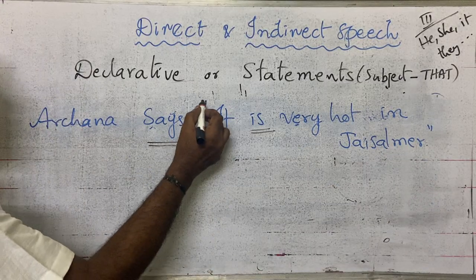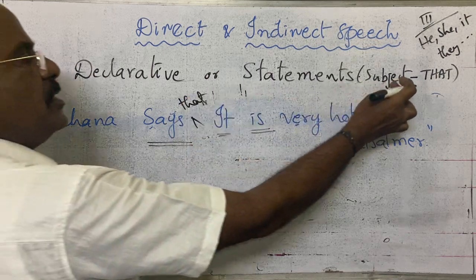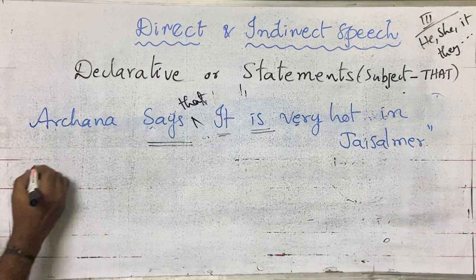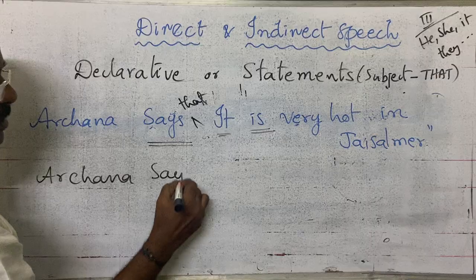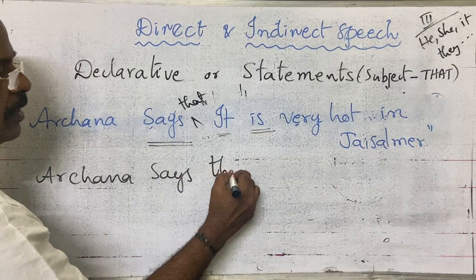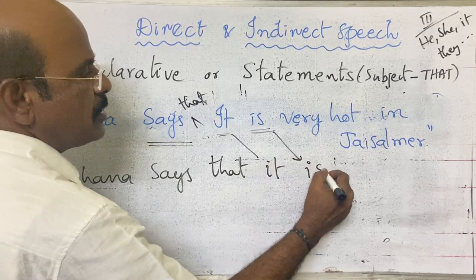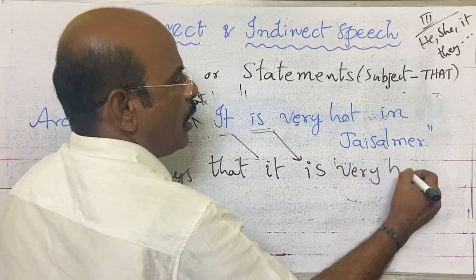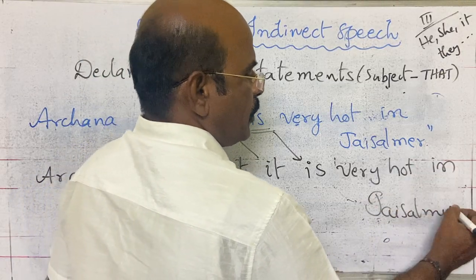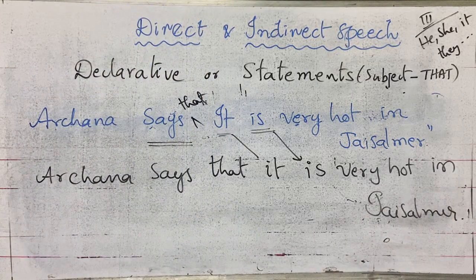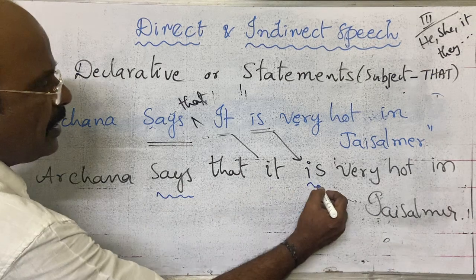But before the inverted comma, you are using that conjunction. Now: Archana says that it is very hot in Jaisalmer. So like that it is coming. So here look, as the verb is present tense, it is not changing. It is being like that only.